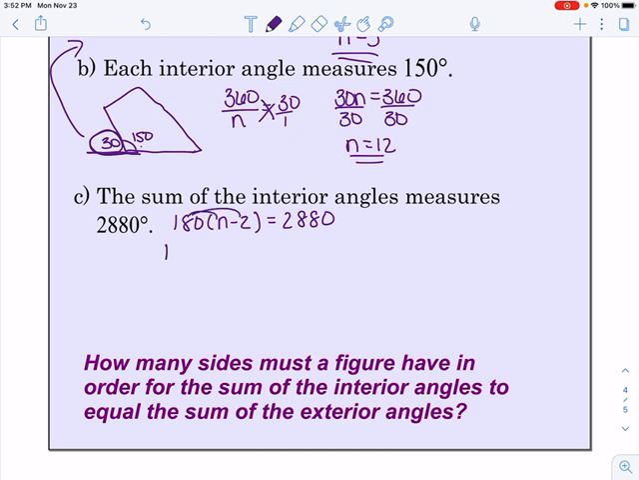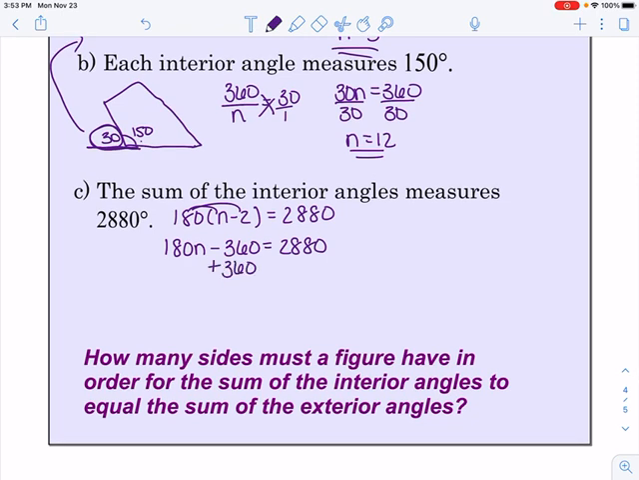Now we're just going to solve this. We'll distribute 180 through the parentheses. So I'm going to have 180n. 180 times 2 gives me 360. And that's going to equal 2,880. Next, I'm going to add 360 to both sides. That leaves me with 180n equals 3,240. Finally, we'll divide both sides by 180, and n is going to equal 18. So that figure would have 18 sides.